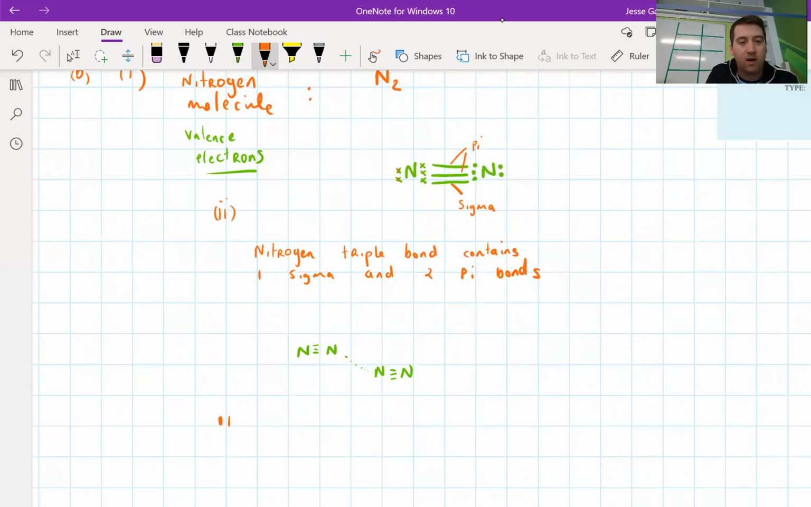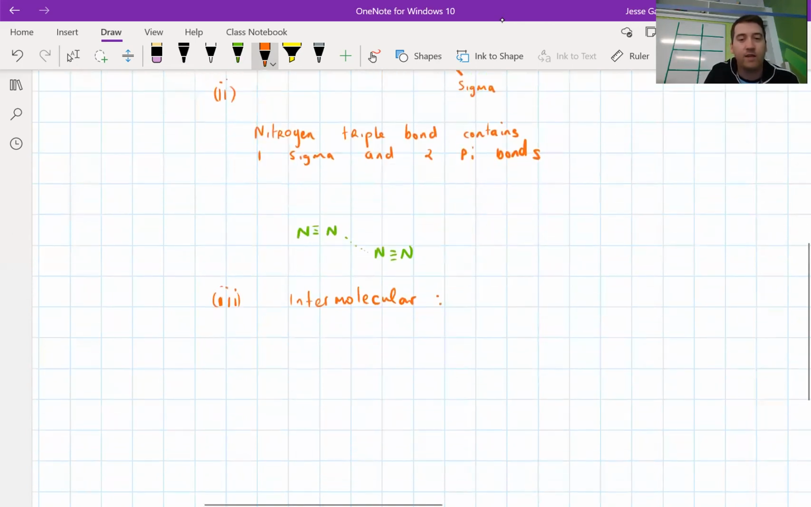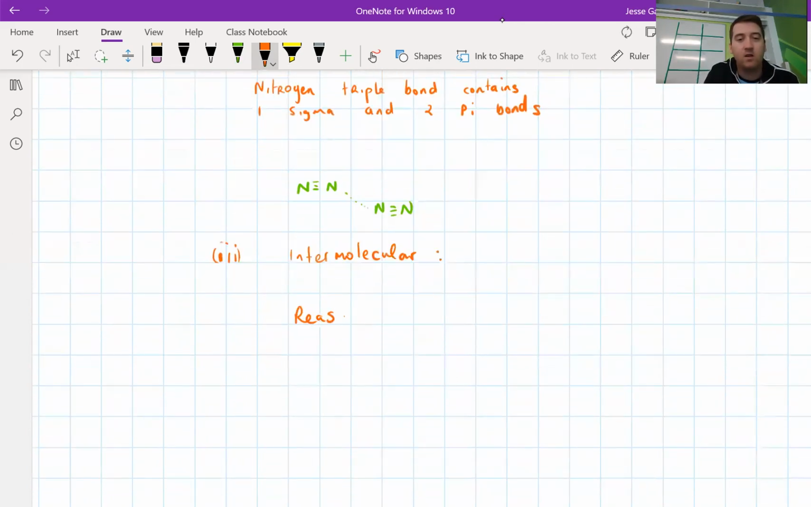So I'm going to call this part 3. I'm going to say intermolecular. So you're just going to name a type of intermolecular force that you expect to form here, and then it says to give a reason. So pause the video, write down what type of intermolecular force you think is between nitrogen molecules, and give a reason for your answer. Pause the video and do that now.